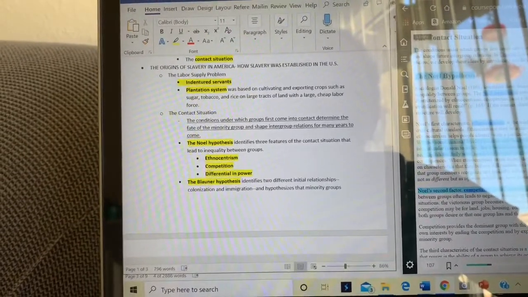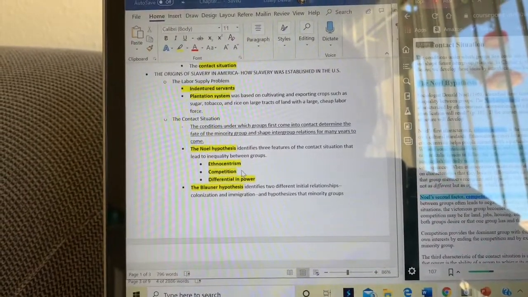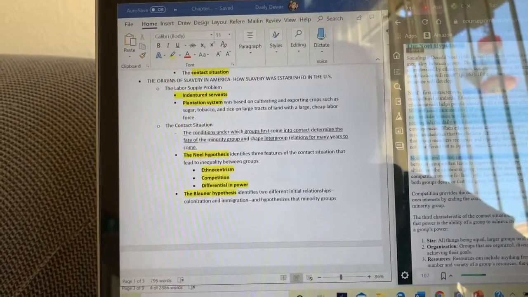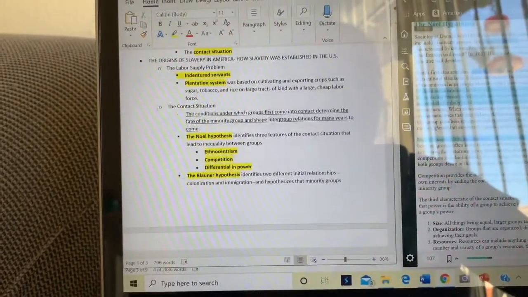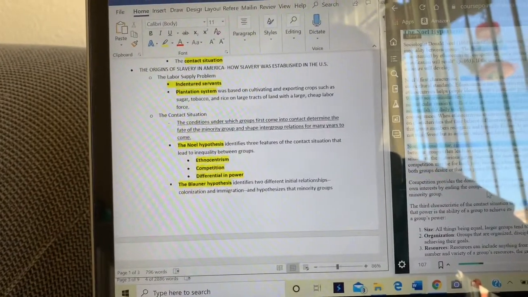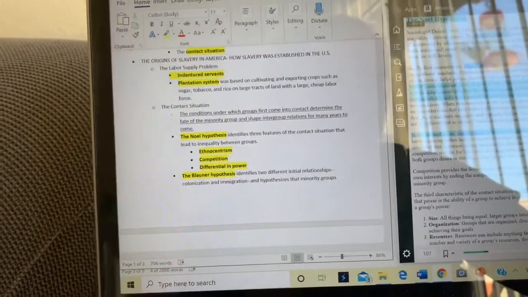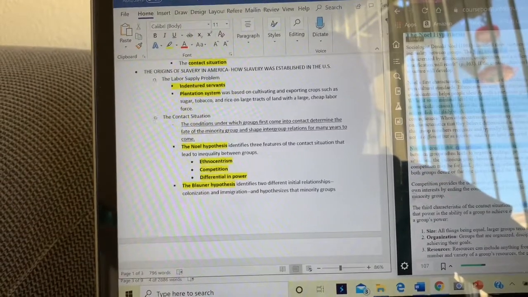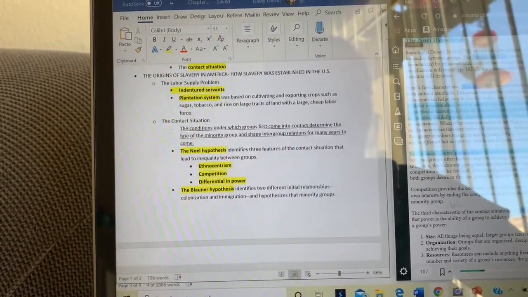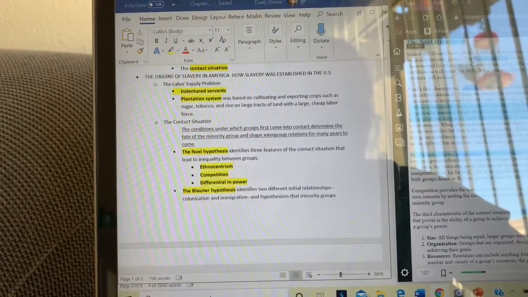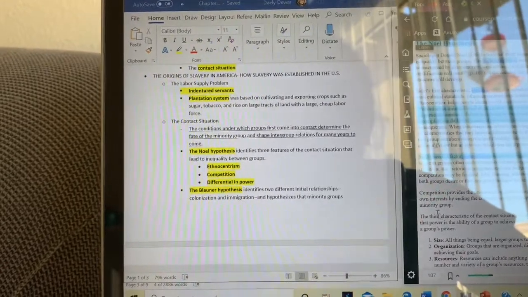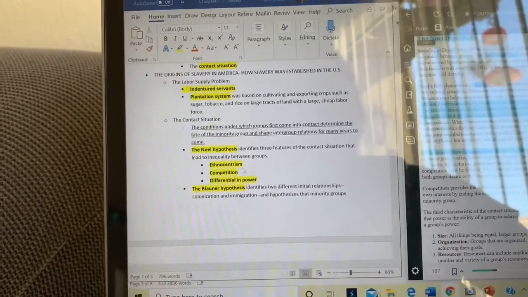Another factor of the null hypothesis is competition. Competition refers to the struggle over scarce resources, like food, shelter, and cropping. These dominant groups serve their own interests by ending the competition and exploiting, controlling, eliminating, or otherwise dominating the minority group. So that's the second point of the null hypothesis.